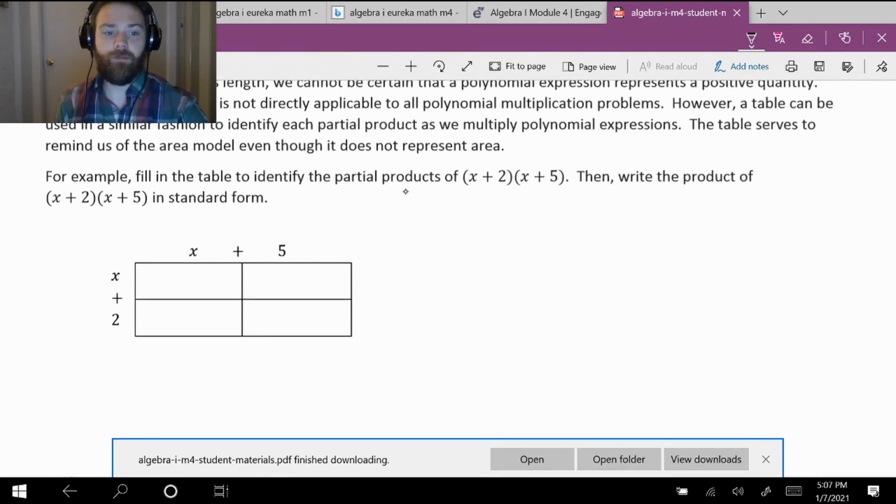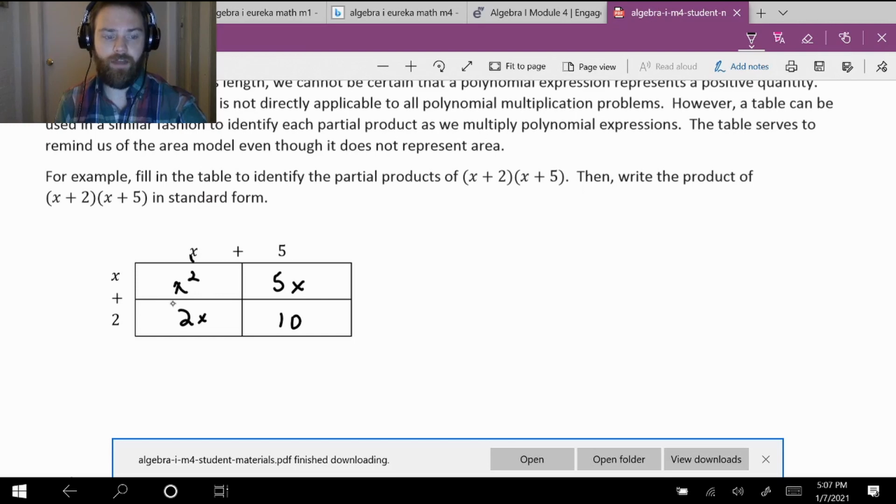So as an example, we're going to try and multiply and do partial products of x plus 2 times x plus 5, then write the product of x plus 2 times x plus 5 in standard form. So I'm going to do this 2 ways. I'm going to do exactly what I said. X times x is x squared. X times 5 is 5x. X times 2 is 2x. So I'm multiplying each row by each column. So x times x here is the first two. X times 5 is the next two. And then x times 2 goes in this box, and then 5 times 2 goes in this box.